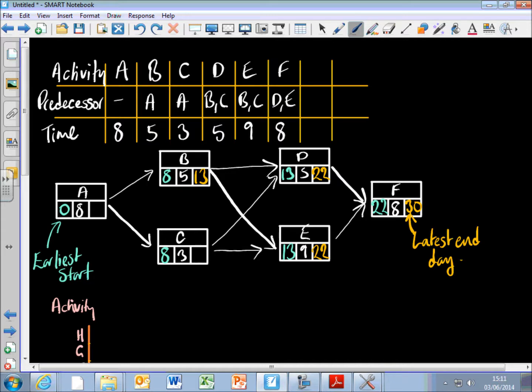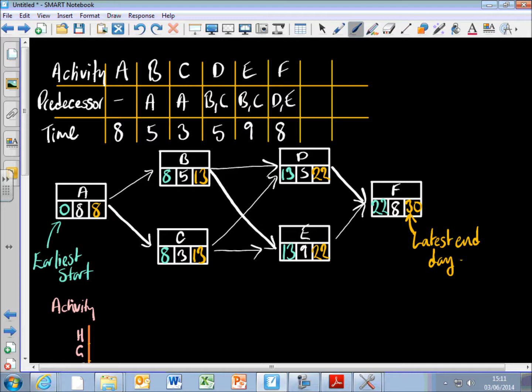Okay. And also, the latest that C can get finished is 13. I'm going to do the same again for A. What's the latest that A could get finished? Well, 13 take away 5 is 8, and 13 take away 3 is 10, so I'll pick the smallest, I'll put 8 in there. Okay, so now I've got the earliest start date for each activity and the latest end day for each activity.